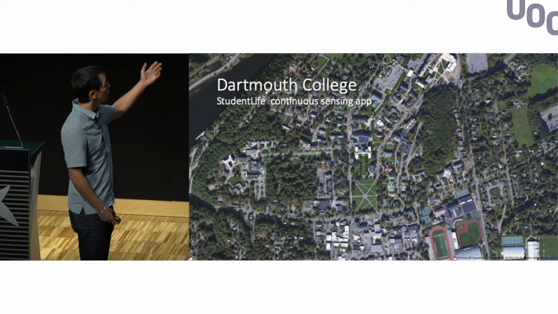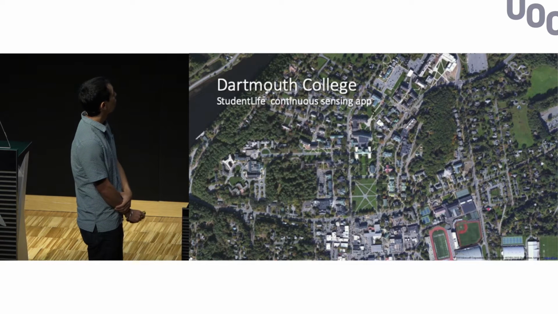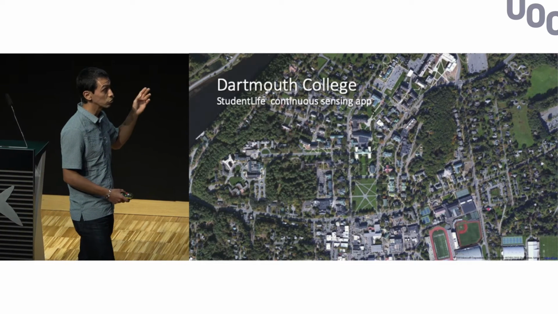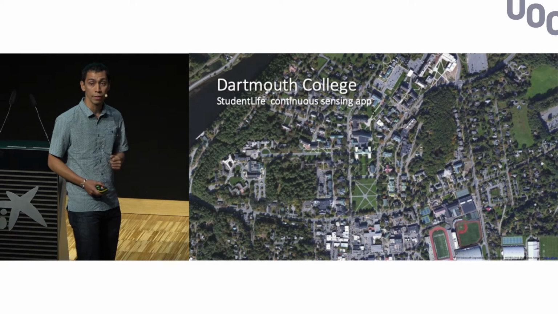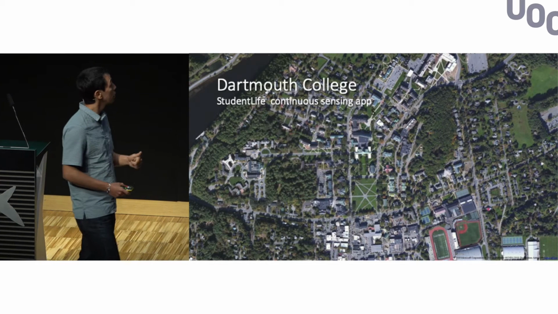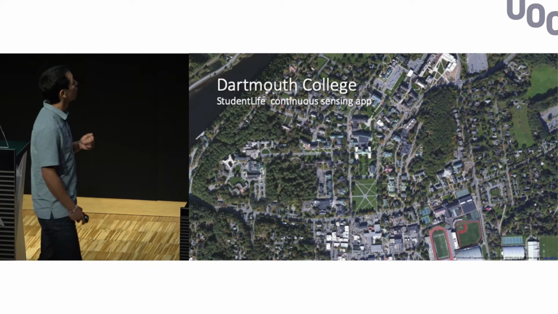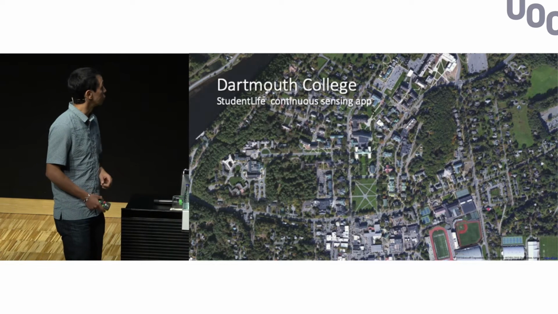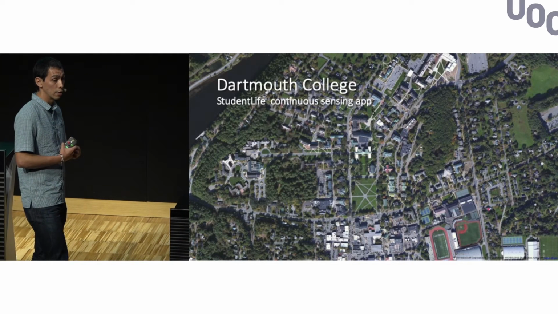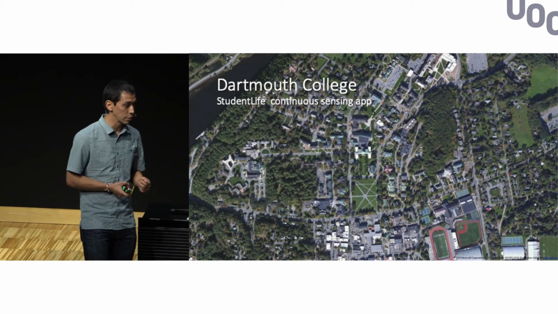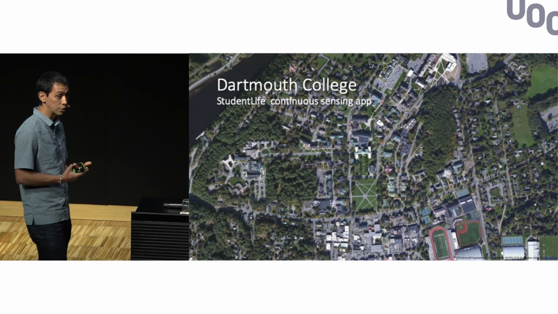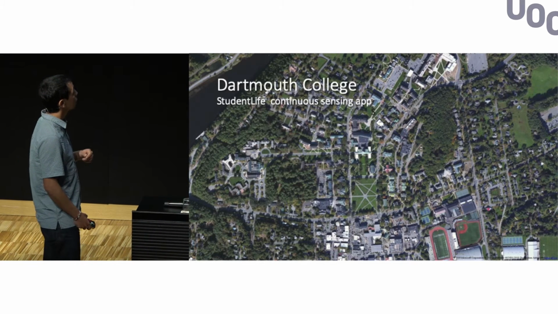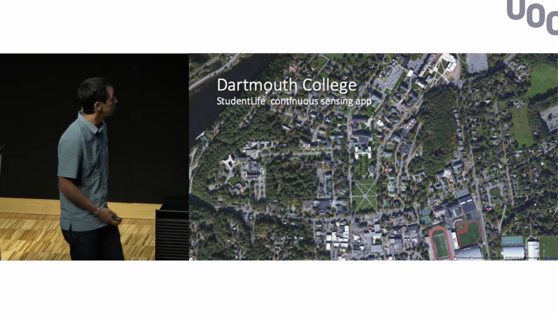So here is a map image of Dartmouth College. There, some researchers developed a mobile app called Student Life. This app collected sensor data from the accelerometer, the light sensor, the GPS, and many other sensors. From this data, they tried to study sleeping patterns, conversation patterns obtained by the microphone in the phones, mobility patterns, and the activity of the students.